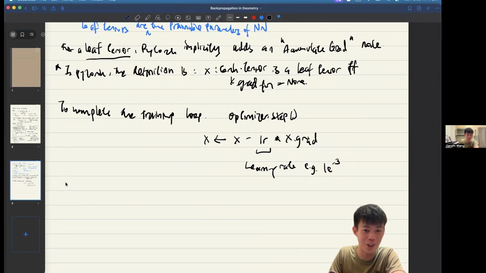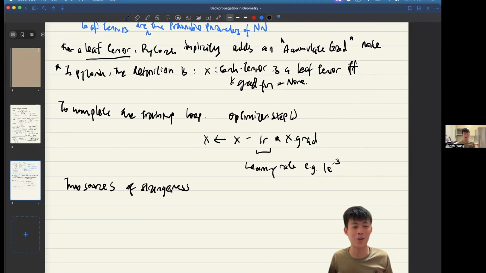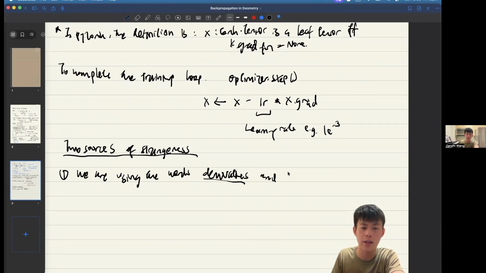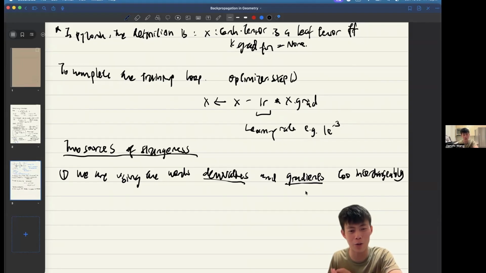Now to the actual thing that I want to talk about, which is that there are actually two sources of strangeness over here. Back when I was an undergrad, I always felt that there are two things that are very strange, and I want to illustrate what is strange about it. Firstly, we are using the words derivatives and gradients interchangeably. You might think, why do I even care about this? The reason is that if we mix up these two definitions, there is bound to be confusion, right?